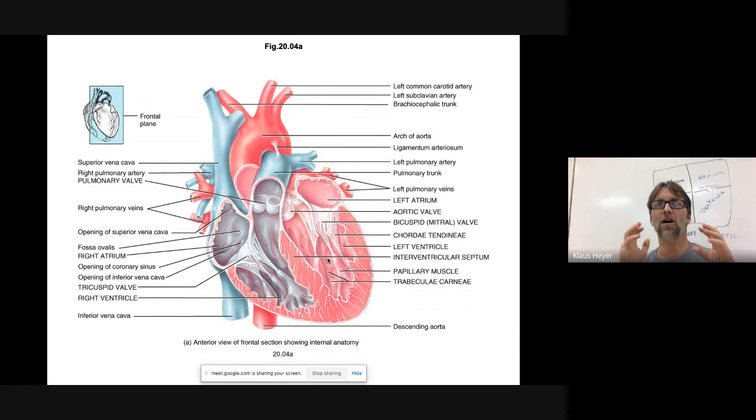We know that deoxygenated blood goes into the right atrium. Where is it coming from? Well, here's two places. This big vein here and this big vein here. Superior vena cava, inferior vena cava. They're both bringing blood back into the right atrium.